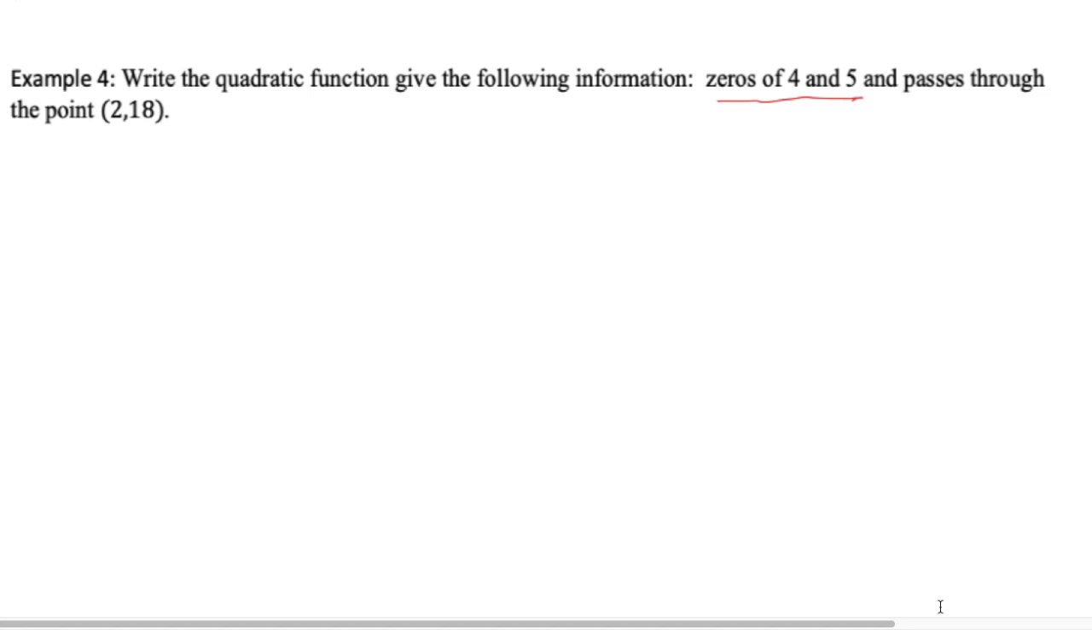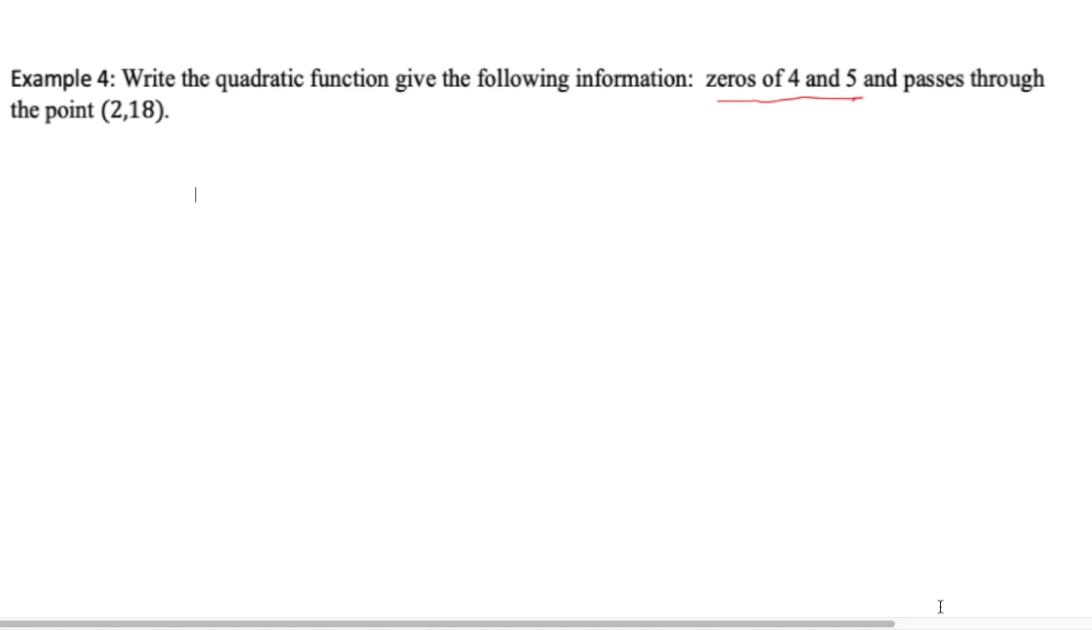Let's now take a look at the second example. Write the quadratic function given the following information. It has zeros of 4 and 5 and passes through the point (2, 18). Now, why is this problem different to the original? Well, in this case, we don't have a y-intercept. Here we have two solutions, two x-intercepts.